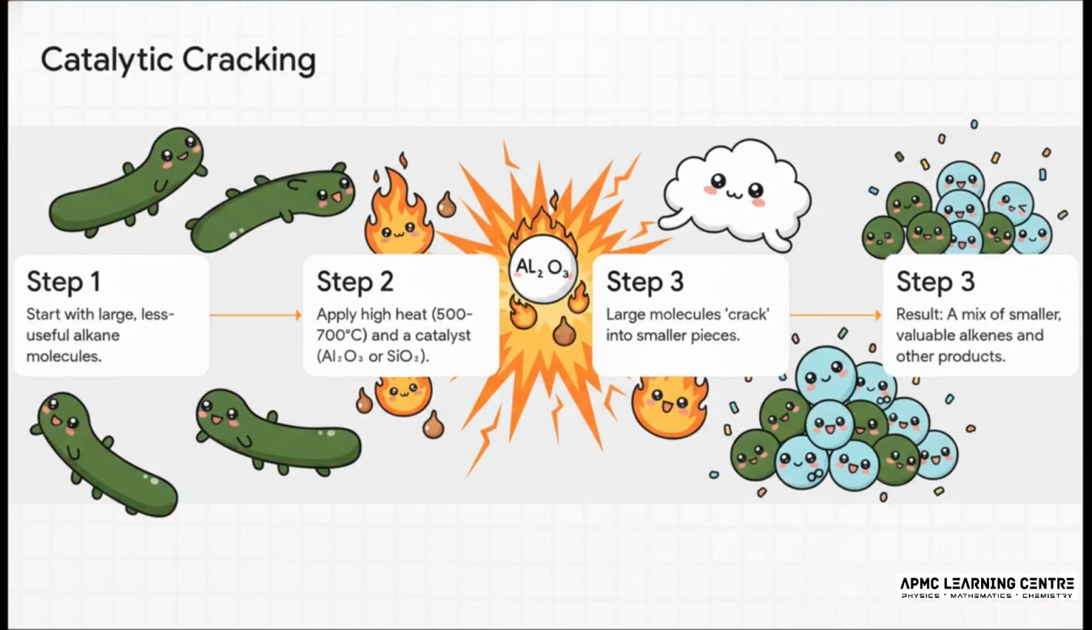You know, cracking is the perfect name for it. We take these long, heavy alkane chains, the stuff you find in crude oil that isn't really great for much else, and we basically smash them apart. Inside the cracker, we use brutal heat. We're talking around 600 degrees Celsius, and a catalyst like aluminum oxide. The heat gives the energy, and the catalyst gives a surface that helps these big, clumsy molecules break down into a mix of smaller, way more valuable products, including our star, the alkenes.